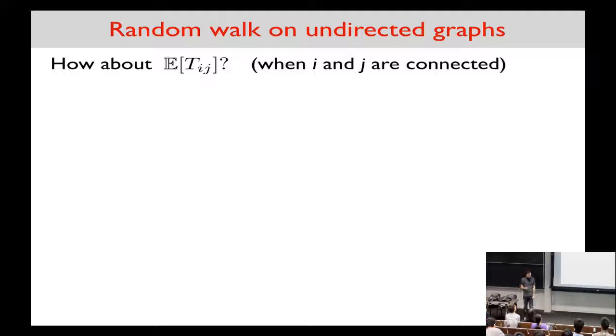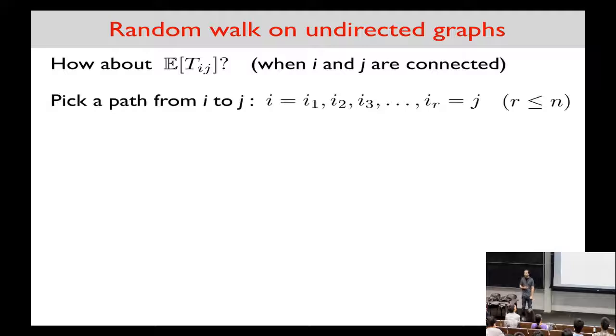We can actually analyze this and get a bound on it. To get a bound, let's fix some path from i to j. Let's call the vertices on this path i1, i2, i3, all the way up to iR, where i1 is the starting vertex i, and iR is the end vertex j. We know that R, the number of vertices on this path, is at most n, the number of vertices in the graph. Now I'm interested in upper bounding the expectation of T_ij. So how can I upper bound T_ij using this path?